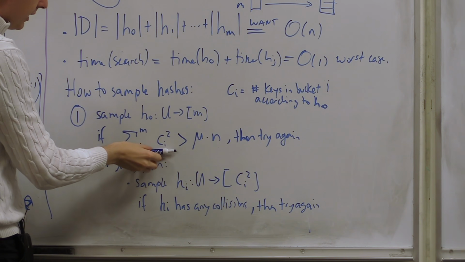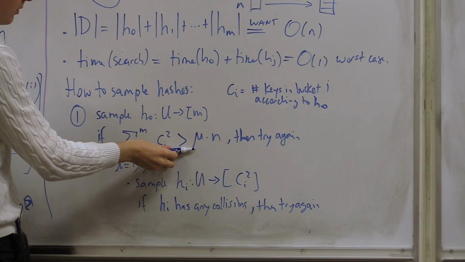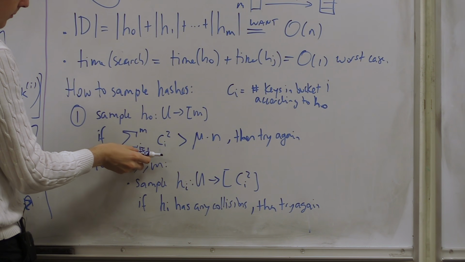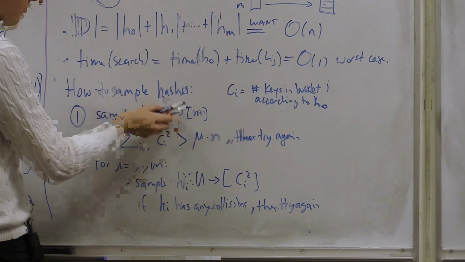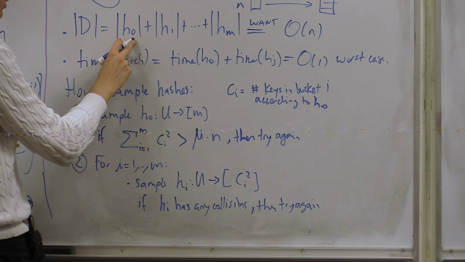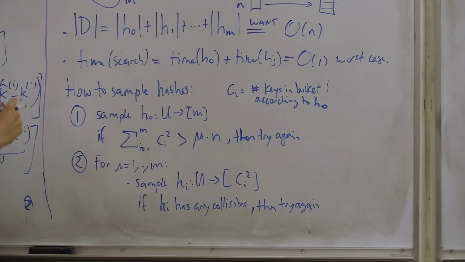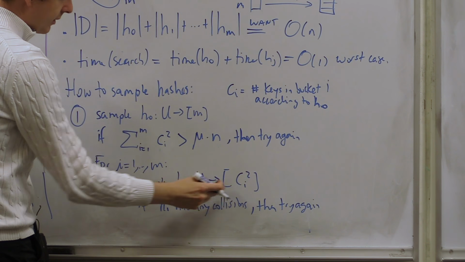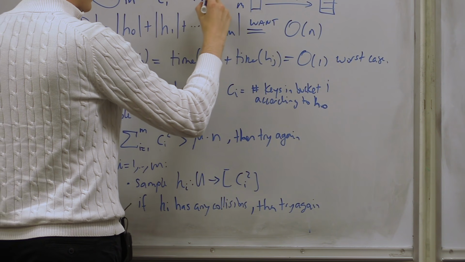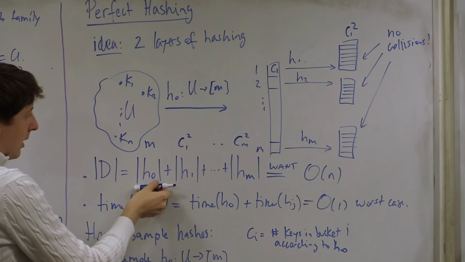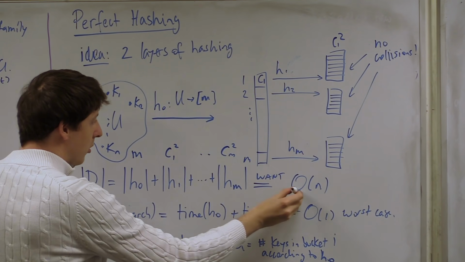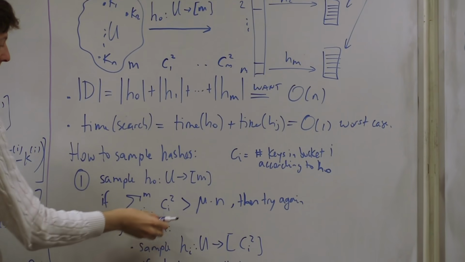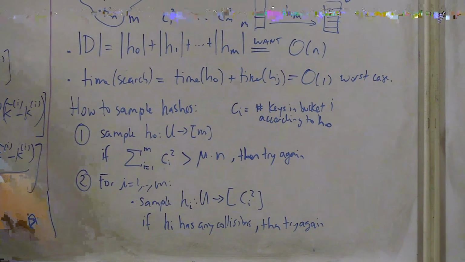Now, why do we have this funny condition? Well, it's because this funny condition ensures that this is going to be order of n. M is going to be order of n, okay? So H0 is going to be sort of size n. Each of the Hi's is going to have a size, because we're picking them to output something in Ci squared. This one's going to have C1 squared, and so on, up to Cm squared. So if we want the description of the data structure, which is the sum of all these contributions, to be order of n, and m is already order of n, then definitely we need the sum of the squares to be linear. That's why we have this condition that if the sum of the squares is not linear, then we're going to sample again.